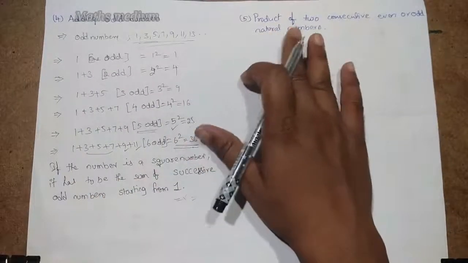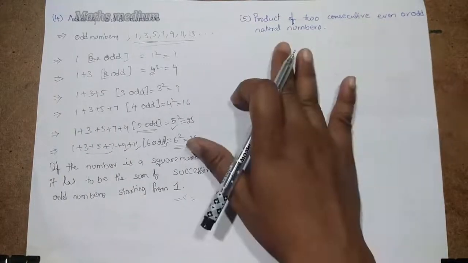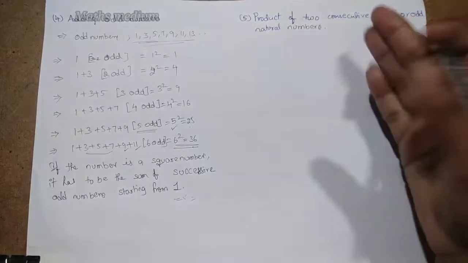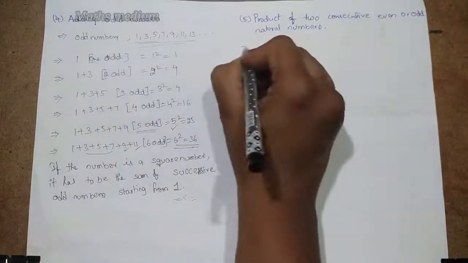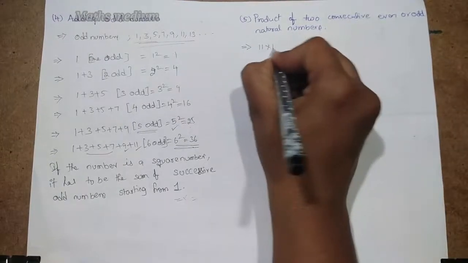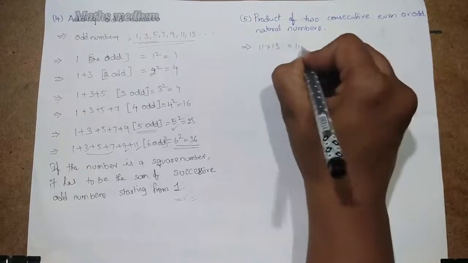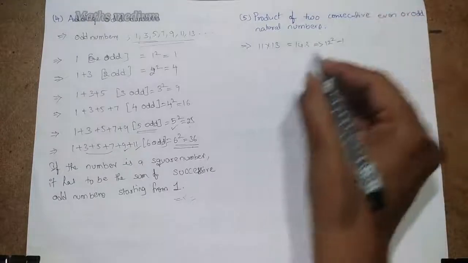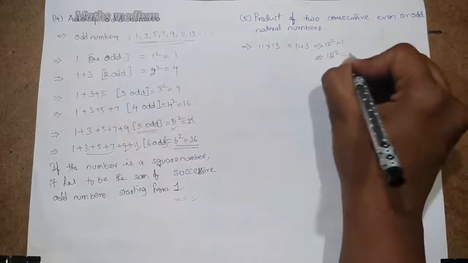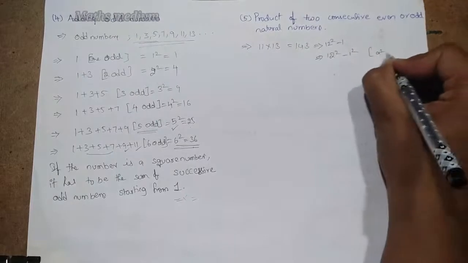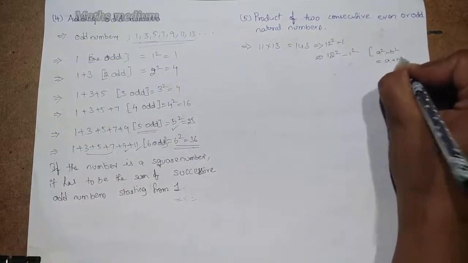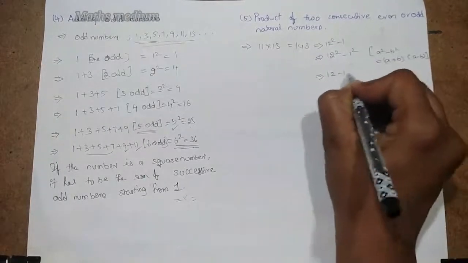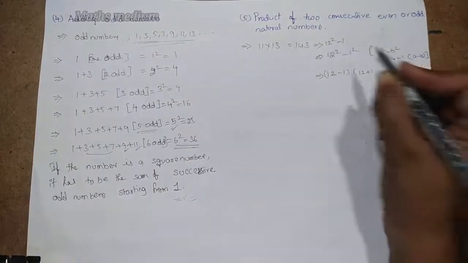Next, finally, the product of two consecutive even or odd natural numbers. Here, in the case of the product of natural numbers, that is also two consecutive even or odd, anything. So if you take as an example, 11 into 13 is equal to 143. How can we represent it? As 12 square minus 1. Here 12 square minus 1 is written as 12 square minus 1 square. It is in the form of a square minus b square. The answer is a plus b into a minus b. So it can be written as 12 minus 1 into 12 plus 1 as the answer.